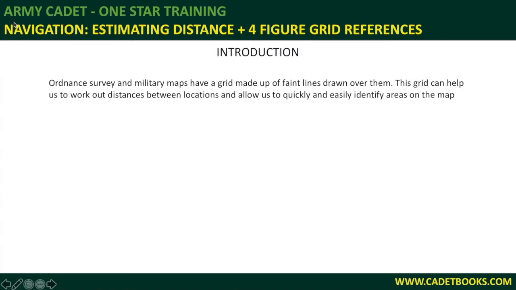Introduction. Ordnance survey and military maps have a grid made up of faint lines drawn over them. This grid can help us to work out distances between locations and allow us to quickly and easily identify areas on the map.